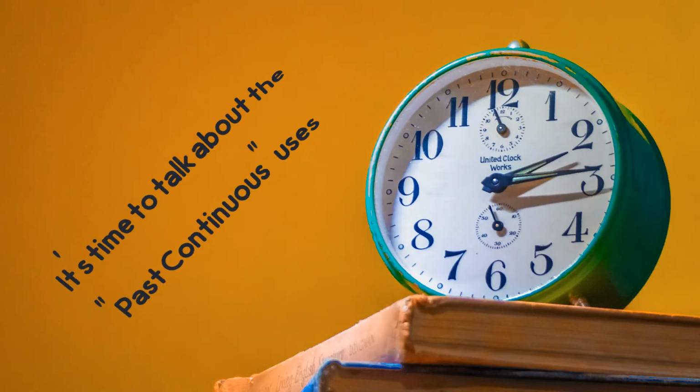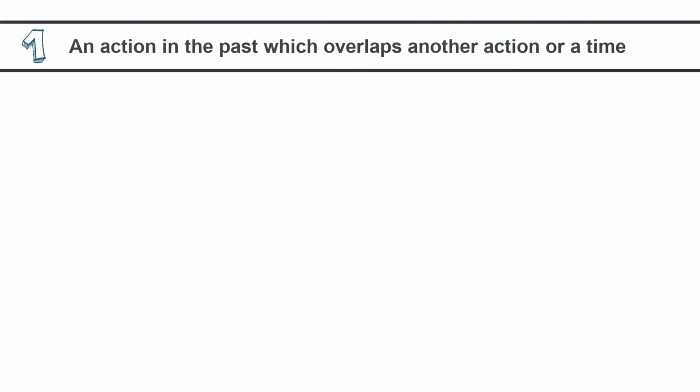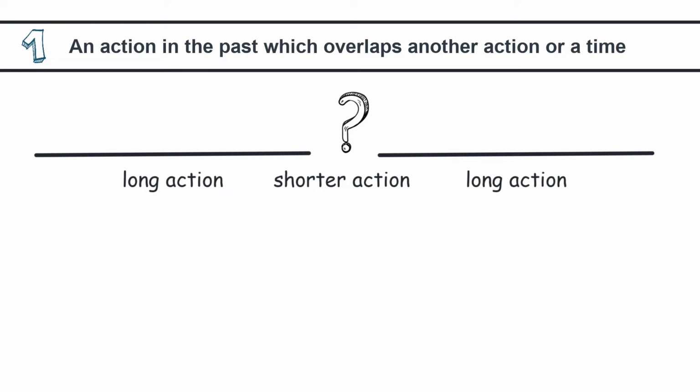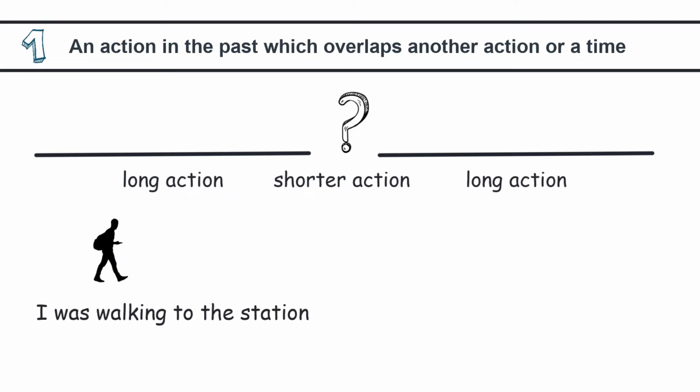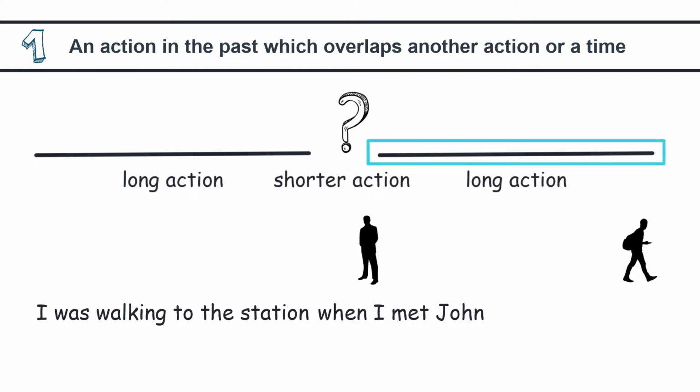It's time to talk about the past continuous uses. An action in the past which overlaps another action or a time. It means the action in the past continuous starts before and often continues after the other shorter action or time. I was walking to the station when I met John. I started walking before I met John, and maybe I continued afterwards.